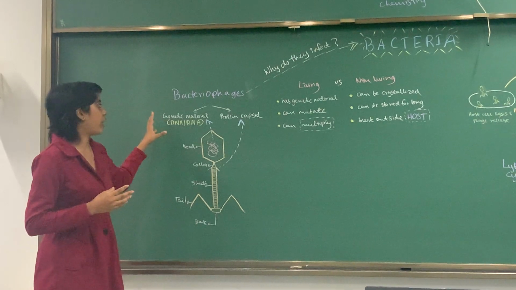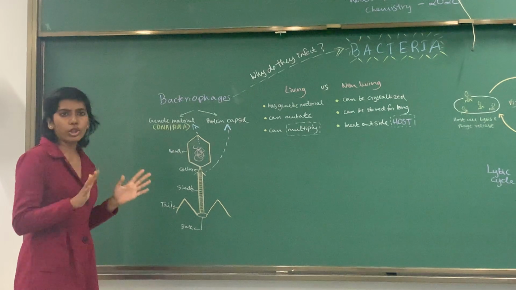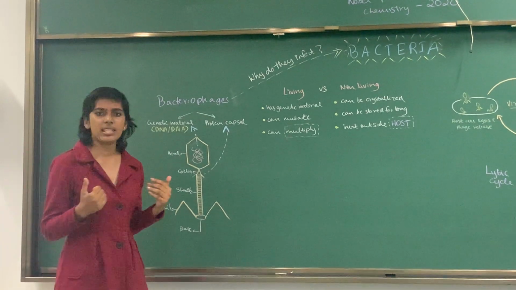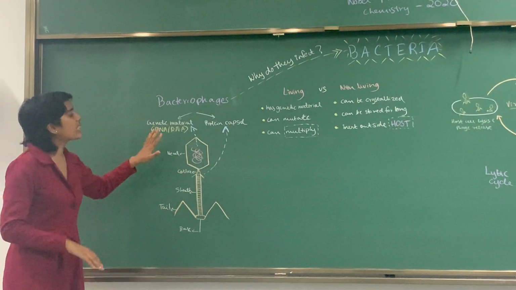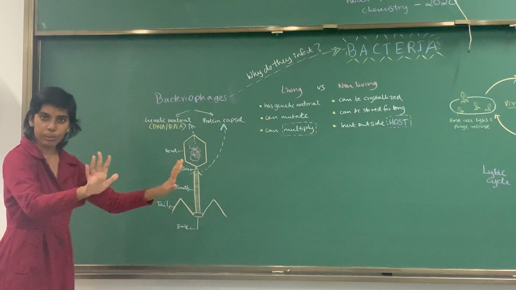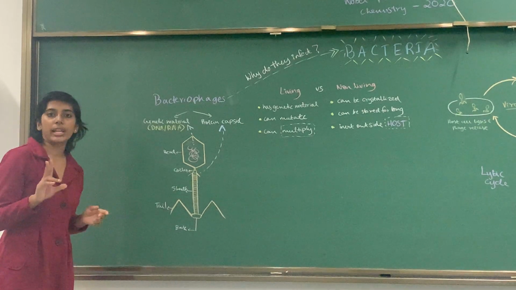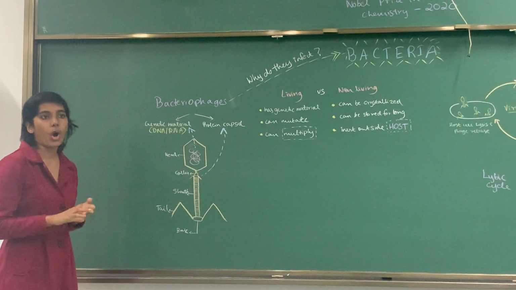What is a bacteriophage? A bacteriophage is a type of virus. It has only two components. It's very simple, unlike our cells. It has something called genetic material, which is encapsulated in a protein capsid. So its genetic material can be of two kinds. It can either be RNA or DNA.